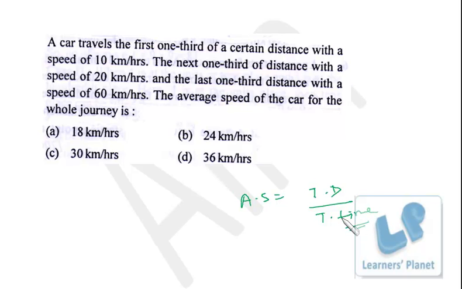So here I assume the 1/3 distance to be 60. Now each of them is covering the same distance, right? 60 with the speed 10, 60 with the speed 20, and 60 with the speed 60. So the total distance is actually 180, right? So with the 10 km per hour speed, if it has to cover 60 km, it will take 6 hours, right? In this case it will take 3 hours, and in this case it will take 1 hour. So this is the total time.